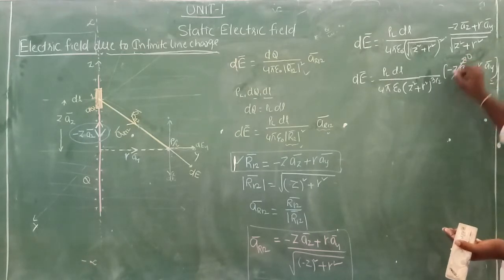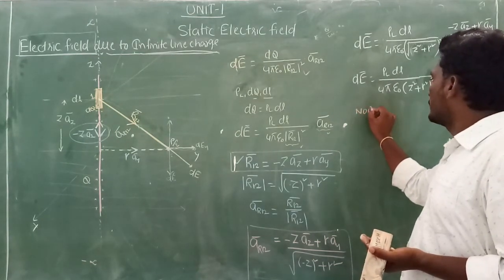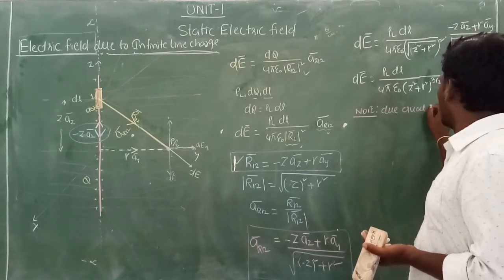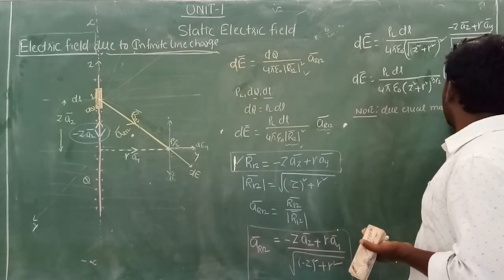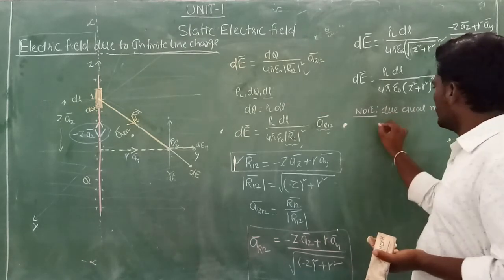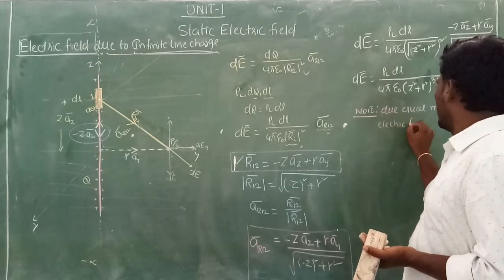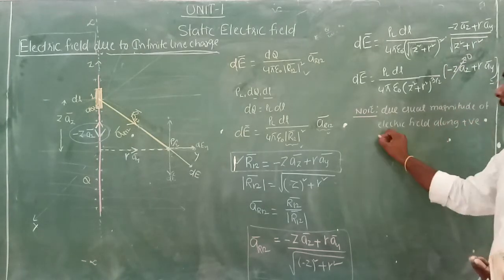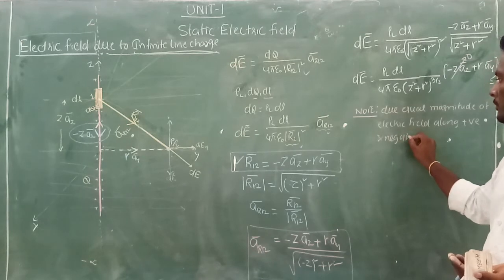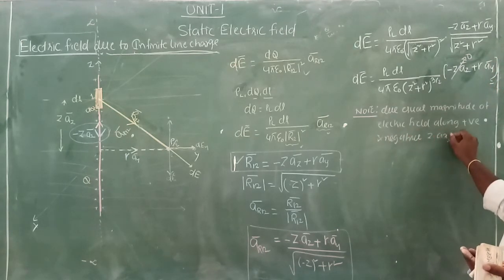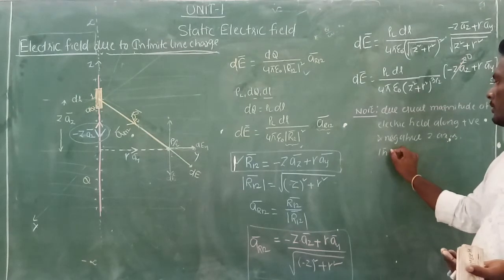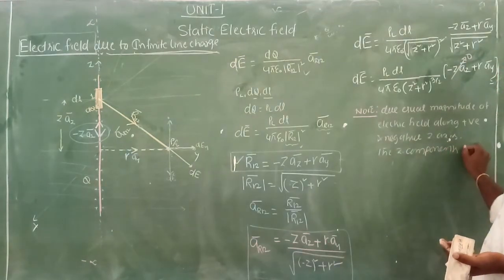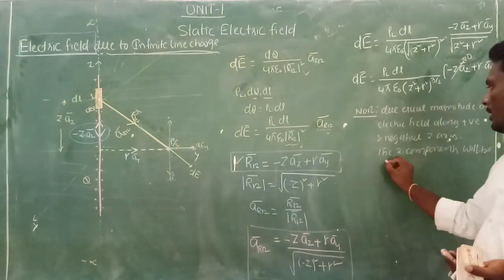Note here, due to equal magnitude of electric field along the positive and negative z axis, the z components will be cancelled.